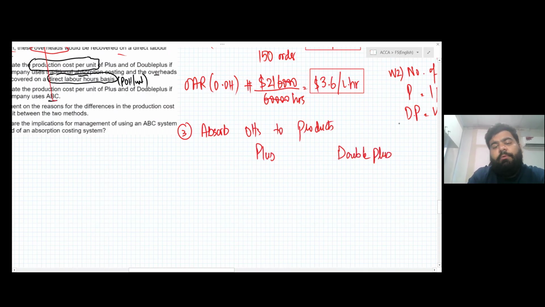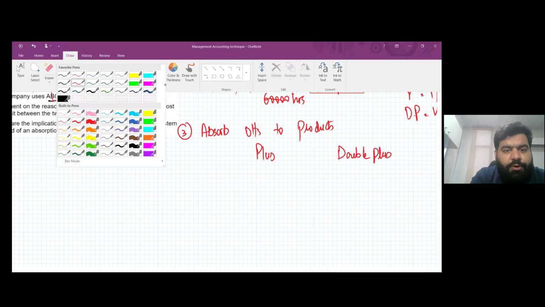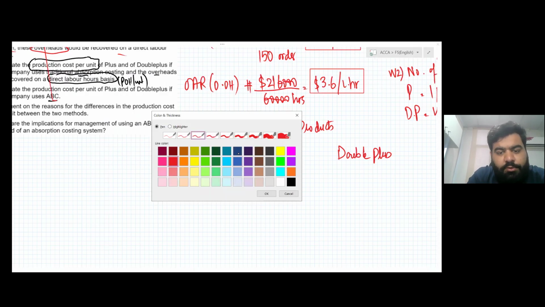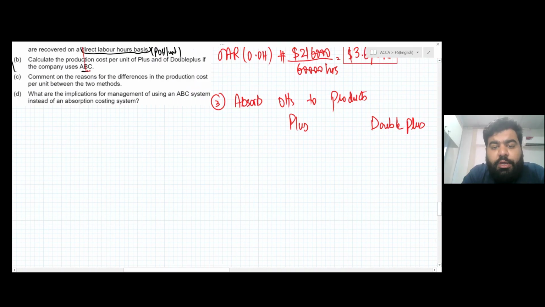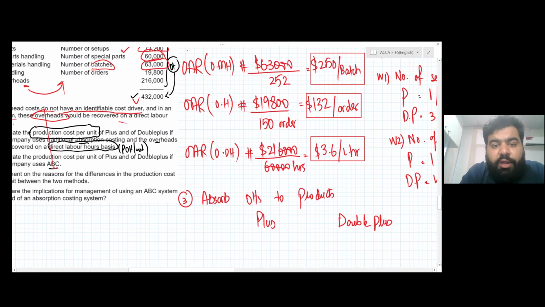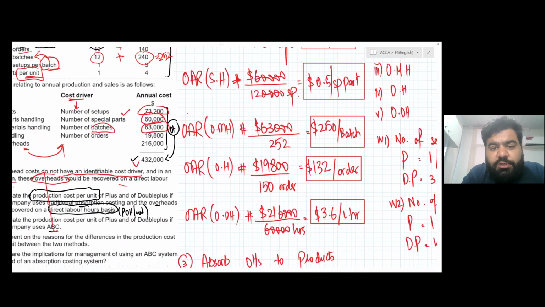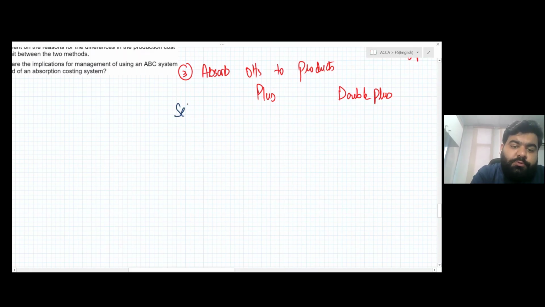Let us change the color so that we don't get bored. Okay, so now plus and double plus. Now we'll calculate the total cost per product. First was setup cost. We'll write here setup cost.